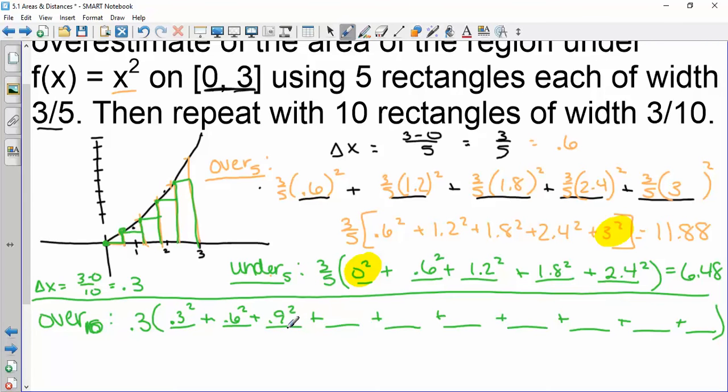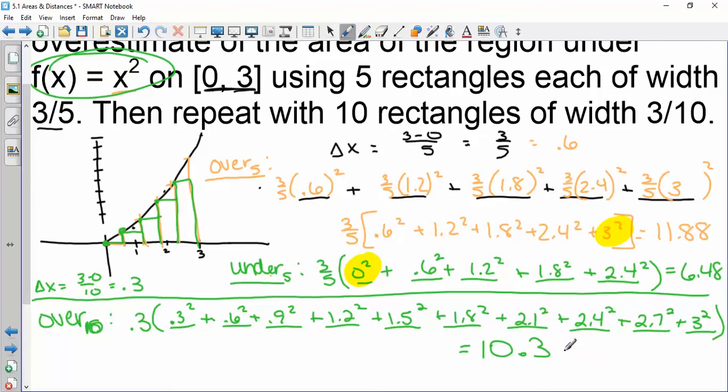Do you guys all know why I'm squaring this? I'm just plugging it into my equation, which was x squared. 1.2 squared, 1.5 squared, 1.8 squared, 2.1 squared, 2.4 squared, 2.7 squared, and 3 squared. All right. One gives me 10.395.